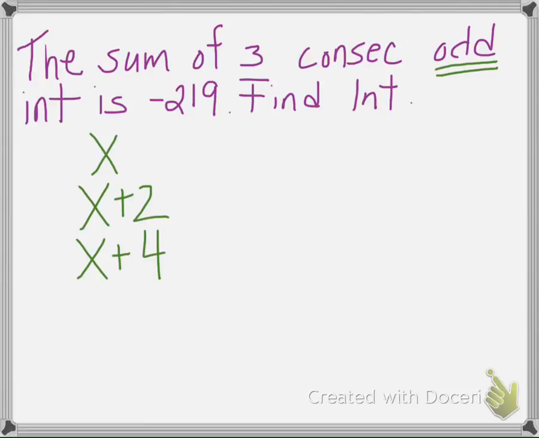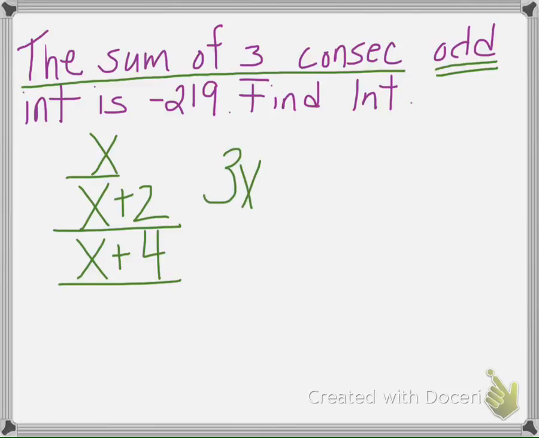So let's do it. It says the sum of the three consecutive integers. That means we would have to do what to them? Add them up. So what is x plus x plus 2 plus x plus 4? It would be 3x plus 6. 3x plus 6 is correct. And what am I supposed to do with that? We did the sum. Equals negative 219. There it is. That is maybe the yuckiest number I've ever seen.